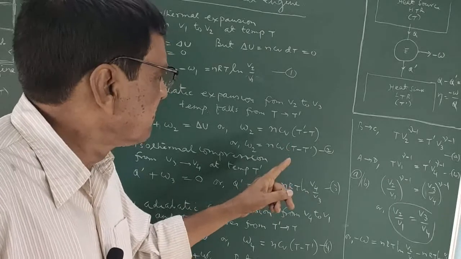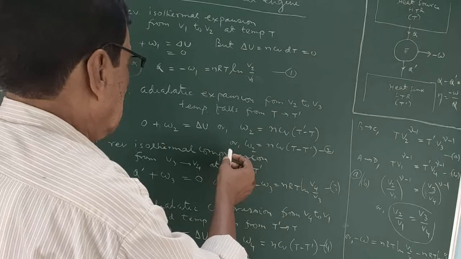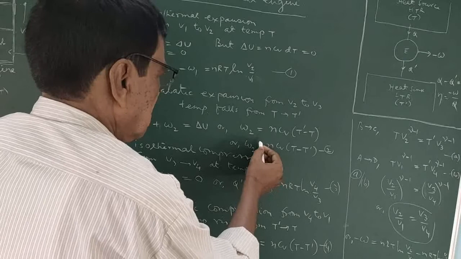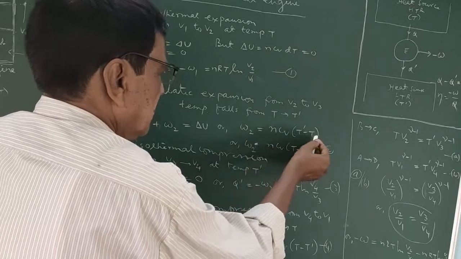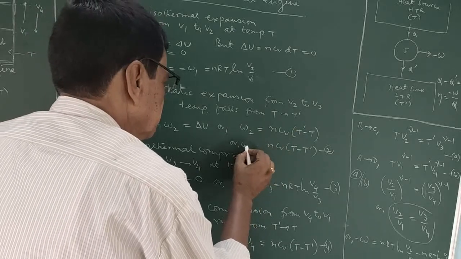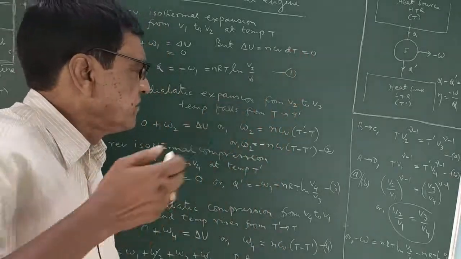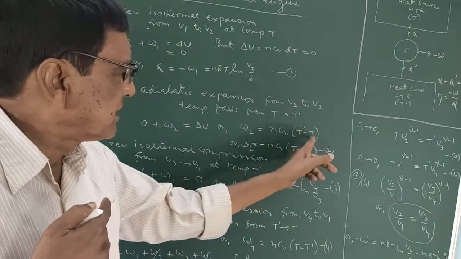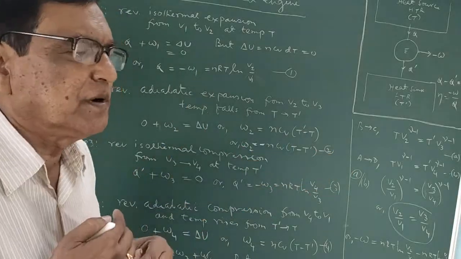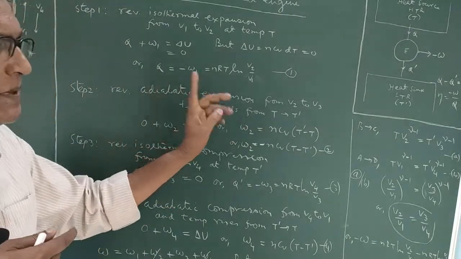So W2 equals minus nCv (T minus T dash), equation number 2. This is the work done in the second step of this process, and the second step is reversible adiabatic expansion.